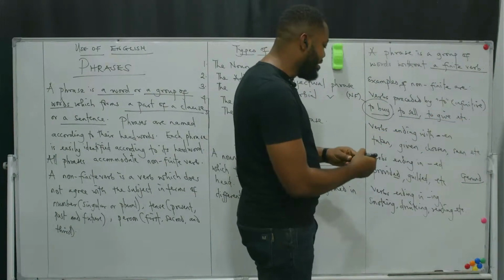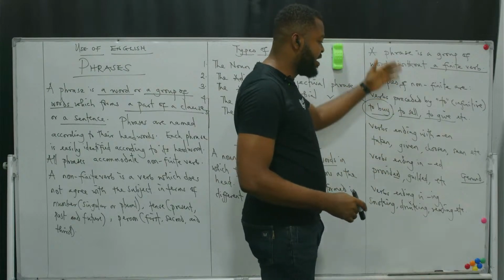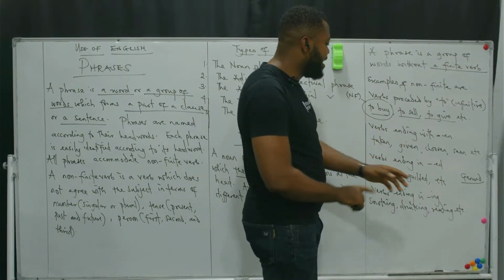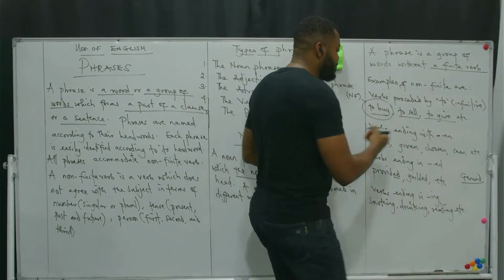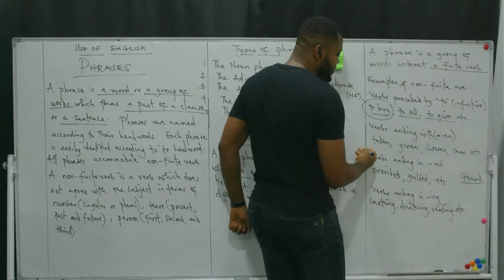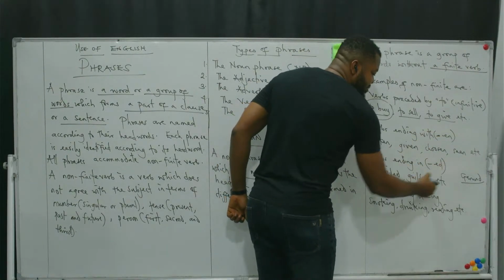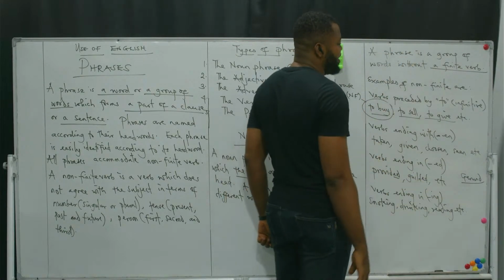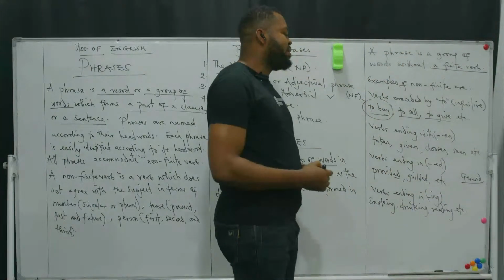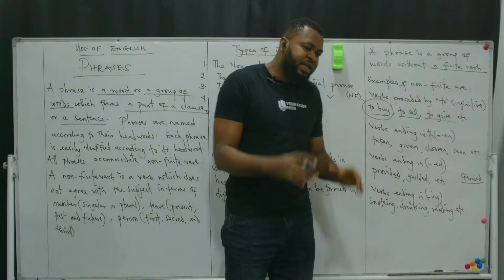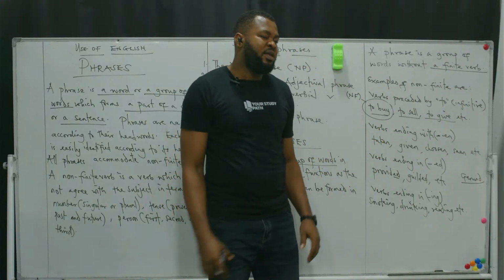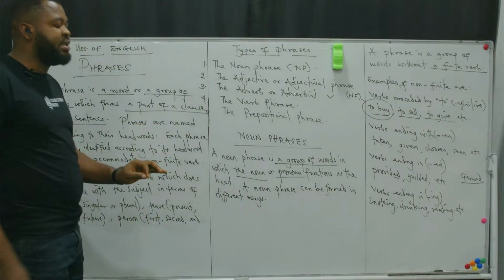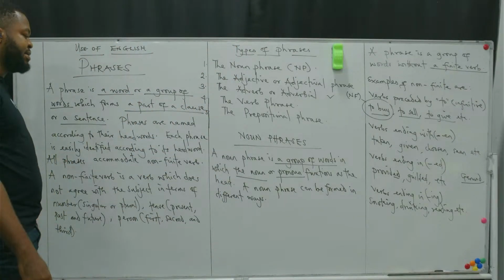So these are characteristics of non-finite verbs. They are usually verbs that are preceded by to. They are usually verbs that end with ing. Okay. They are usually verbs that end with ed. They are usually verbs that end with en. All right. Those are characteristics of non-finite verbs, and they could hardly agree with the subject in terms of number, person, and tense.